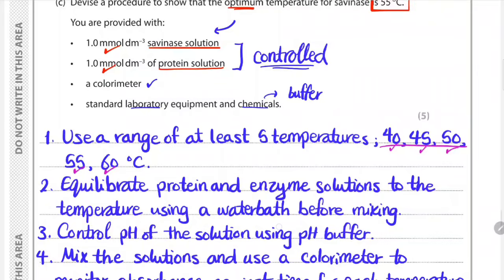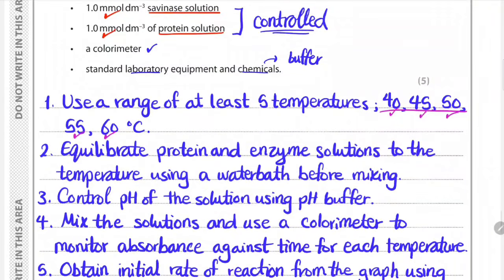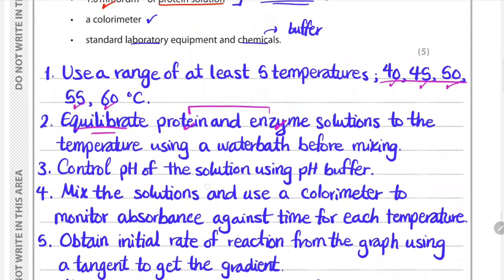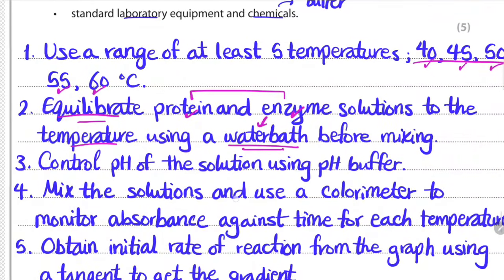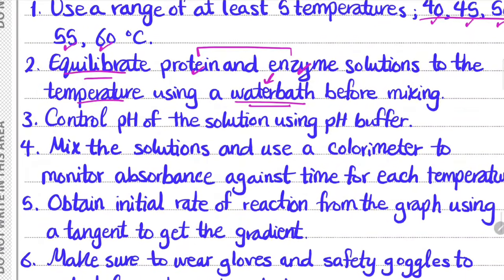Before mixing the protein and enzyme solutions together, we have to equilibrate them. Make sure that both the protein and the enzyme are at the same temperature, okay, in order for the reaction to be valid and the results to be accurate. Equilibrate to the temperature using a water bath before mixing. This is also one of the equipment we're given from the standard laboratory equipment and chemicals. Control pH of the solution using pH buffer.